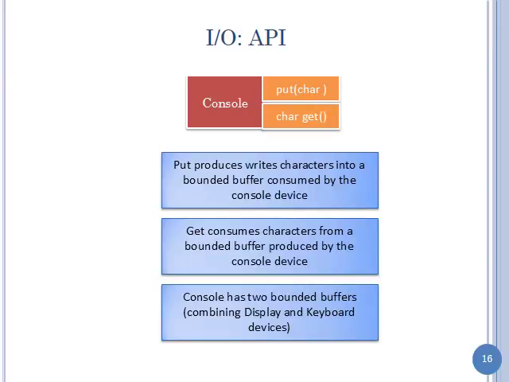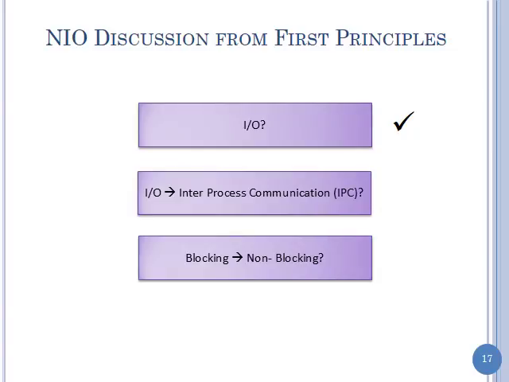So we understand now how the console works. There are really two bounded buffers that are independent of each other. So there are really two devices, and we are either consuming or producing characters into the bounded buffer. So it's a producer-consumer problem. We have an understanding of I/O from an implementation point of view. Now, what does I/O have to do with interprocess communication? Let's try to answer that.